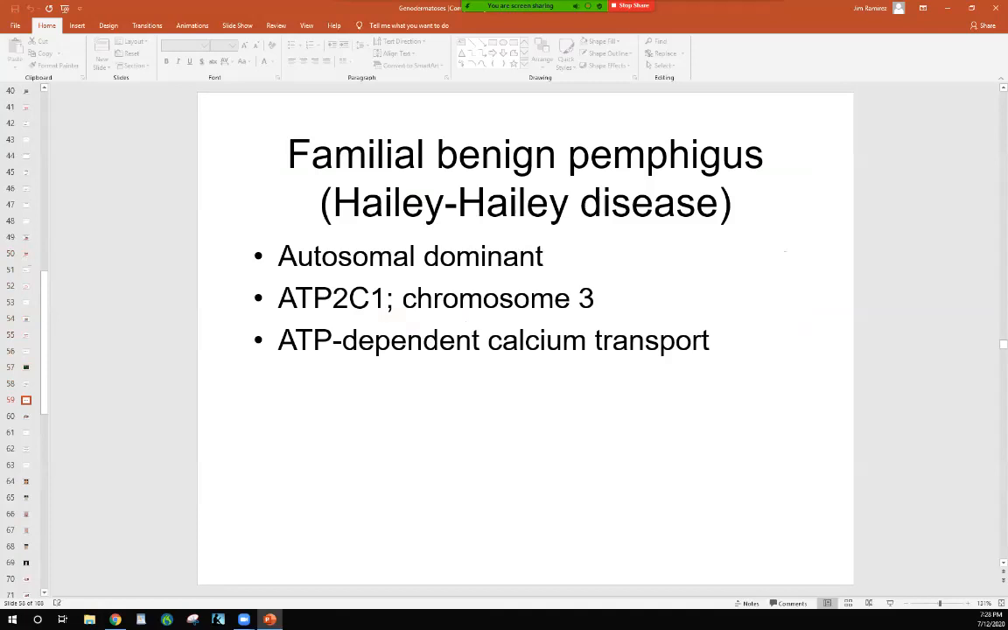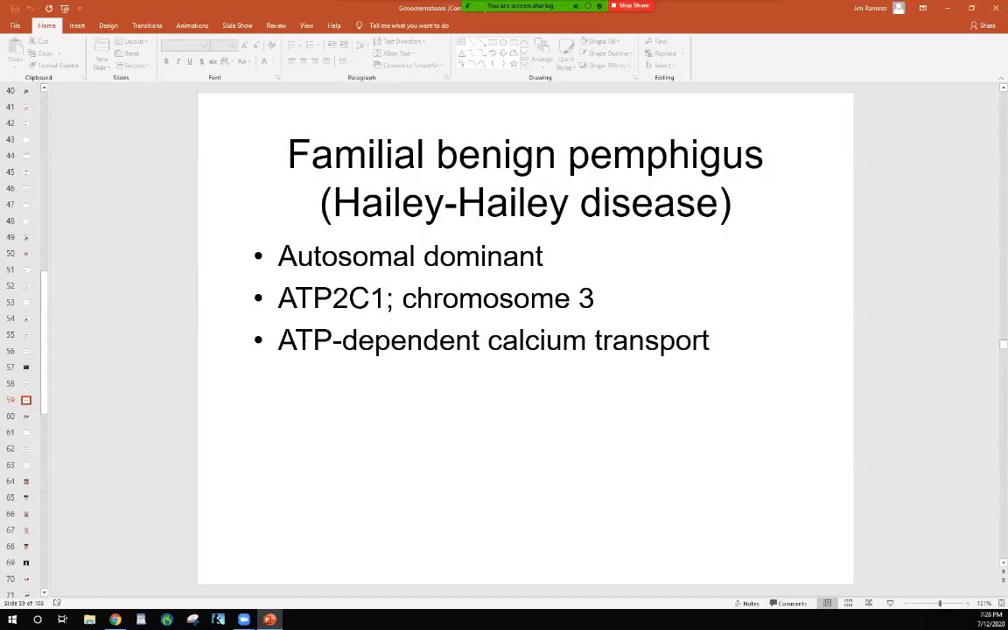So the next thing I'm going to talk about is familial benign pemphigus, or Hailey-Hailey disease. You'll probably see this at some point throughout your residency, maybe several cases. It's autosomal dominant involving the ATP2C1 gene on chromosome 3. I always get this mixed up with Darier's disease, and I heard somebody say something about how to remember this: I want to see Halley's Comet someday. It's kind of silly, but it actually works for me. So we'll talk about Darier's in a minute too.